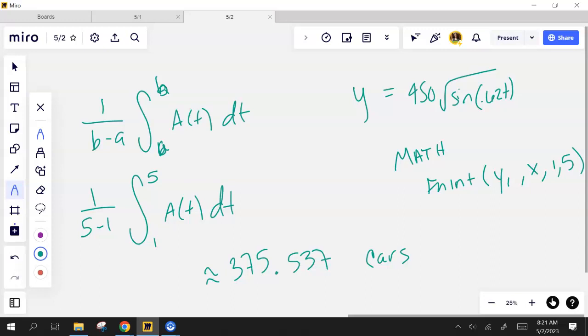Everybody okay? This is a 2-pointer, 1 point for the average value, 1 point for the answer. I feel like this is an easy one so far, knock on wood. They said that this was a hard FRQ last year, so we'll see. Let's get worse.